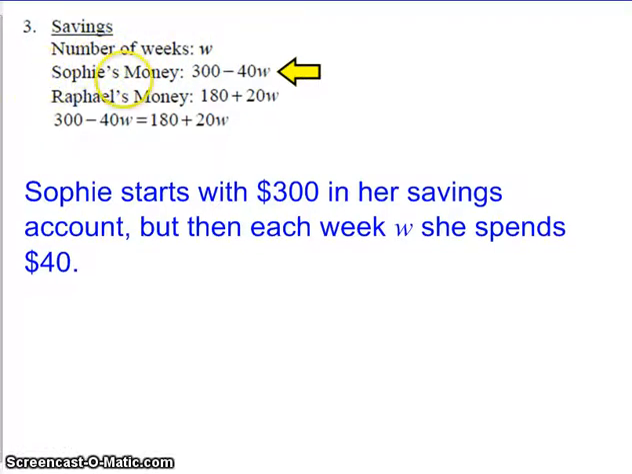I'll start with Sophie. Sophie starts with 300 in her savings. We're talking about savings, so I'm assuming that's 300 in her savings. She's losing, subtracting, so I'm going to write, but then each week she spends $40, and that's where I'll include the W for the week. Each week, which is a W, she spends $40. So in 1 week, 1 times 40 is 40. 2 weeks would be 2 times 40, so 80.